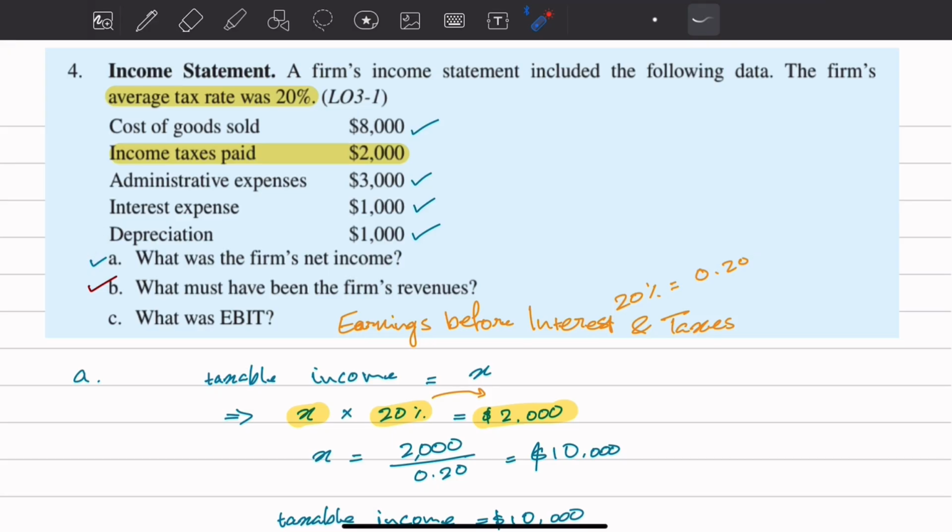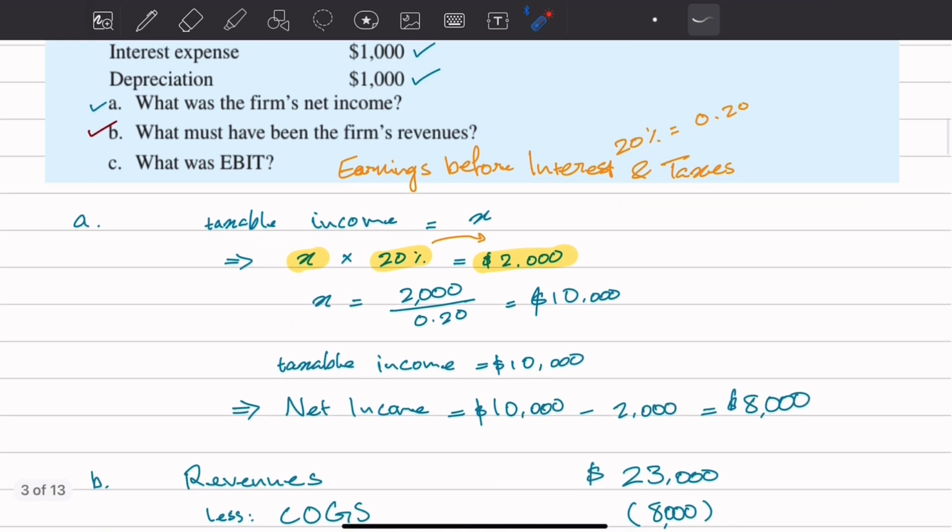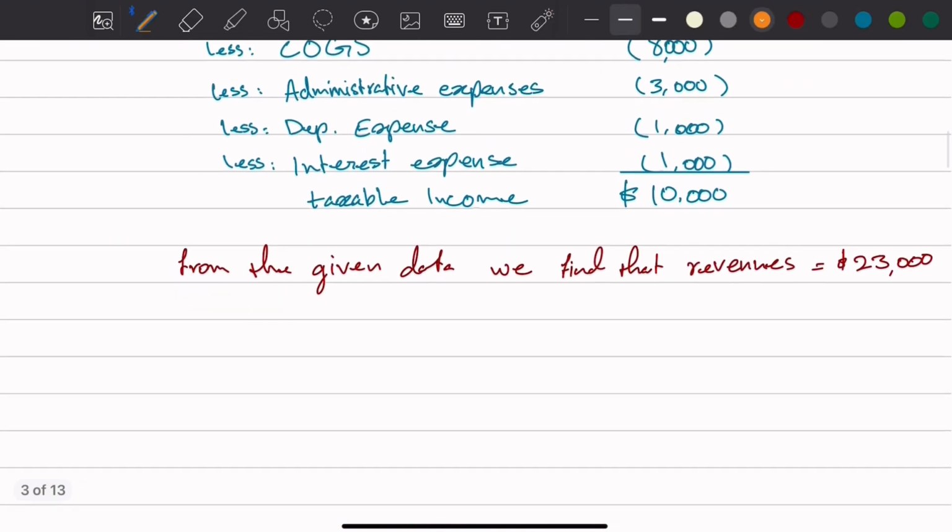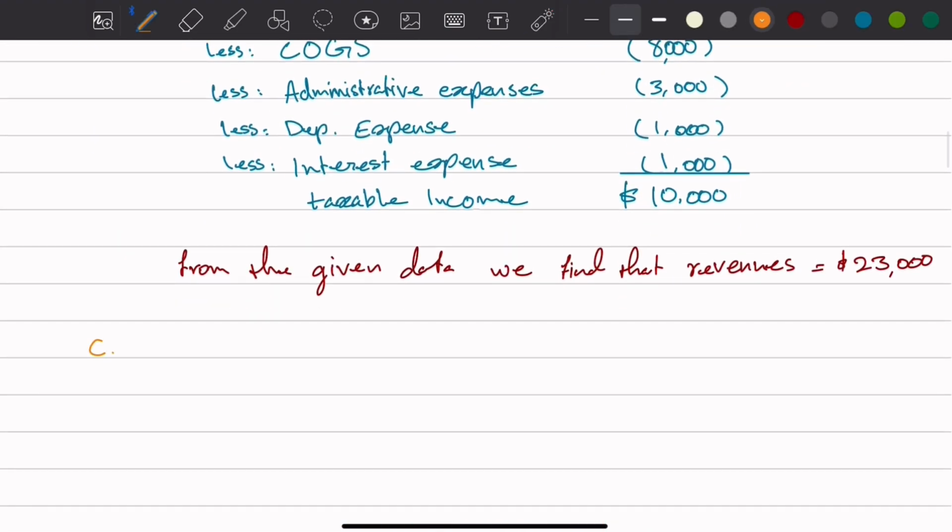So we'll start with the revenues and then deduct cost of goods sold, administrative expenses, and depreciation, and that will give us the earnings before interest and tax, right? So we're not going to consider the interest, and we're not going to consider the income taxes paid, right? Okay. C, let's go back to our blue. Revenues, 23,000.